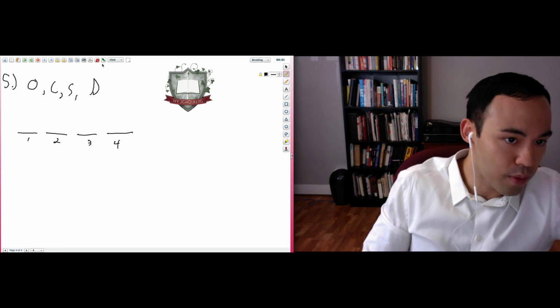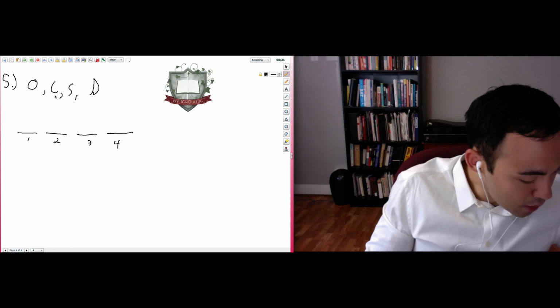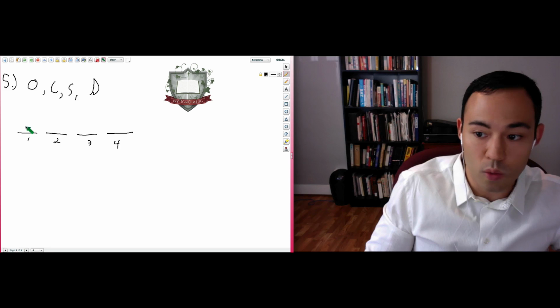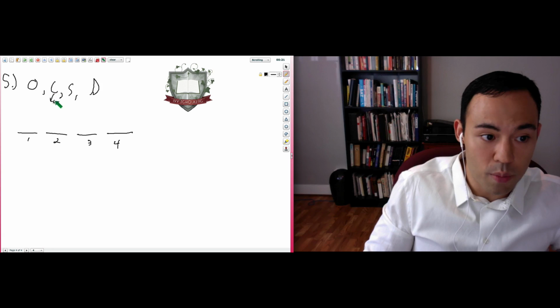All right, so then we start teasing out the clues. Chad is neither the youngest nor the oldest. So Chad cannot be in position 1 or position 4. This is youngest, and that's oldest. So Chad is going to occupy position 2 or position 3. We don't know yet.